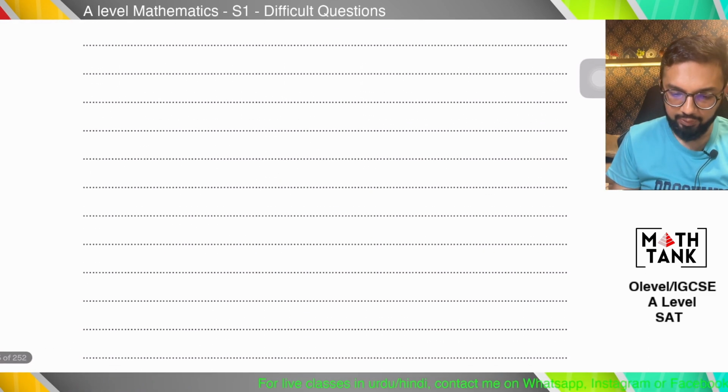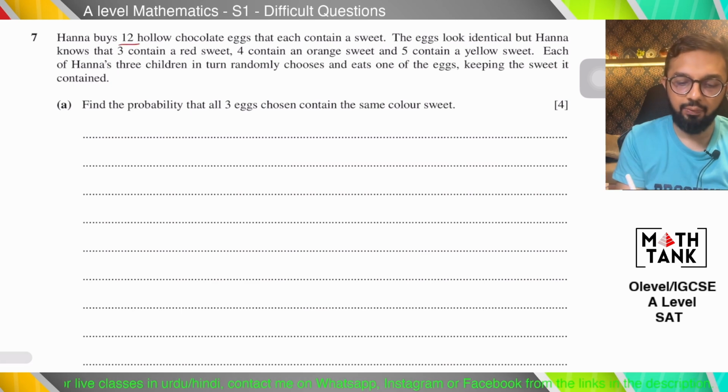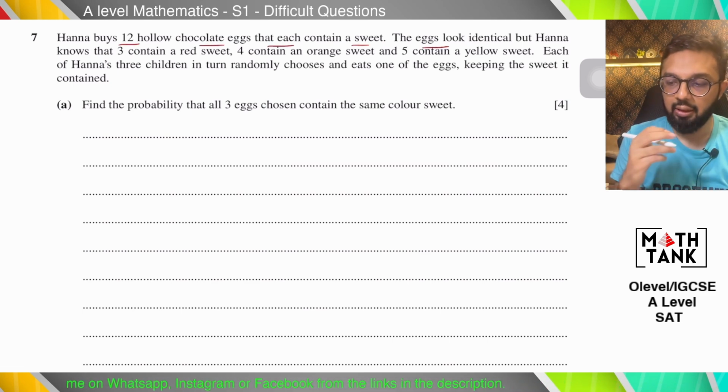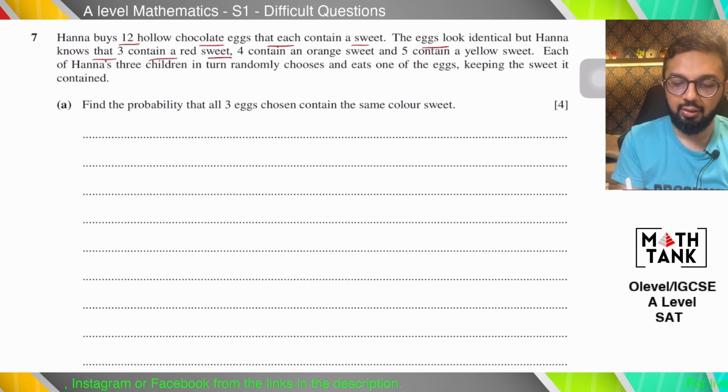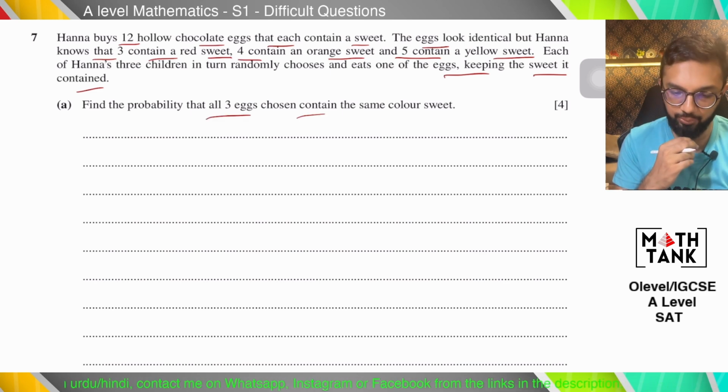This is again from the same paper. It's question number 7. It says Hannah buys 12 hollow chocolate eggs that each contain a sweet. The eggs look identical, but Hannah knows that 3 contain a red sweet, 4 contain an orange sweet, and 5 contain a yellow sweet. Each of Hannah's 3 children in turn randomly chooses and eats one of the eggs, keeping the sweet it contained. Find the probability that all three eggs chosen contain the same color sweet.